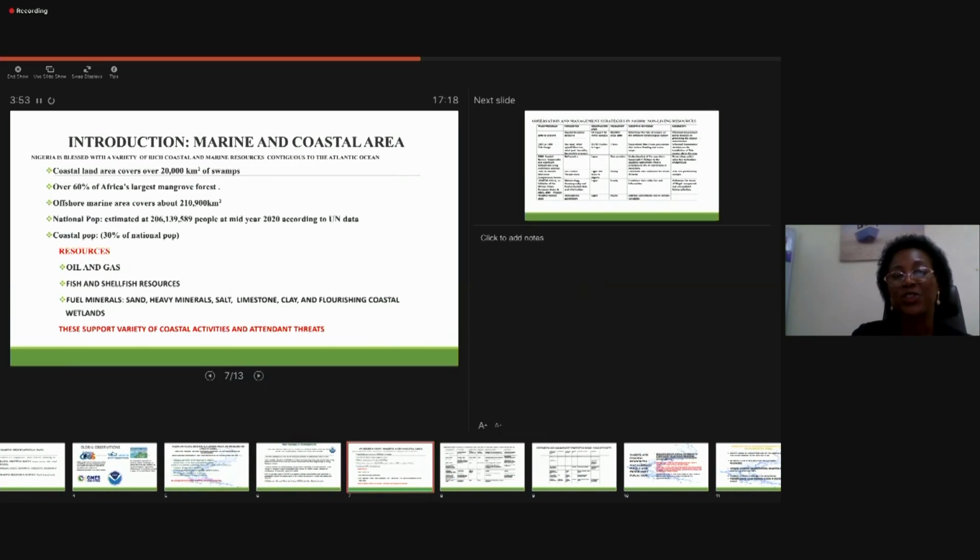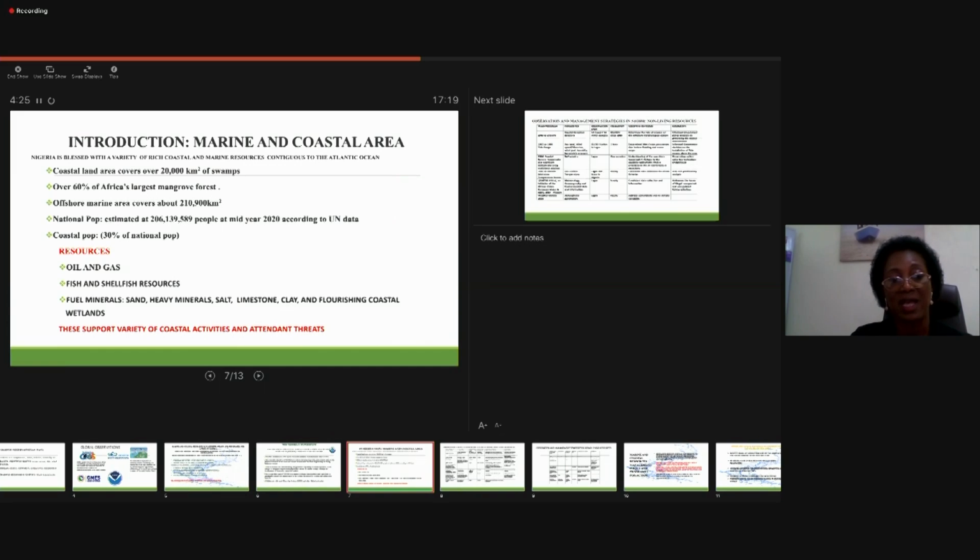First of all, let me introduce to you the coastal and marine environment of Nigeria. The coastal land covers over 20,000 square kilometers of swamp. 60% of that in Africa is in the Niger Delta. The offshore marine area covers more than 210,000 square kilometers. The national population is over 206 million people, and the coastal population is 30% of that national population.